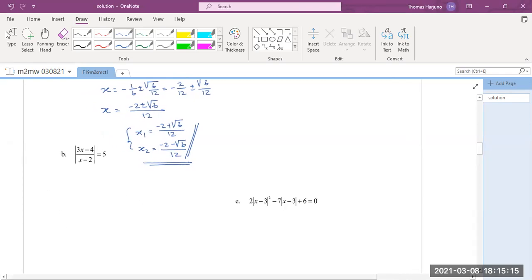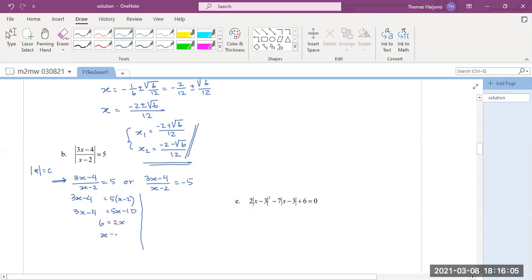Part B, I use this idea. This is absolute of blah equals a positive constant, right? So either blah equals to 5 or blah equals to negative 5. Now then I will solve each branch and multiply by the LCD. That's standard procedure, right? 5 times x minus 2. Let me line it up here. So 3x minus 4 equals to 5x minus 10. I add 10 to both sides, I get 6, subtract 3x both sides, so x equals to 3.